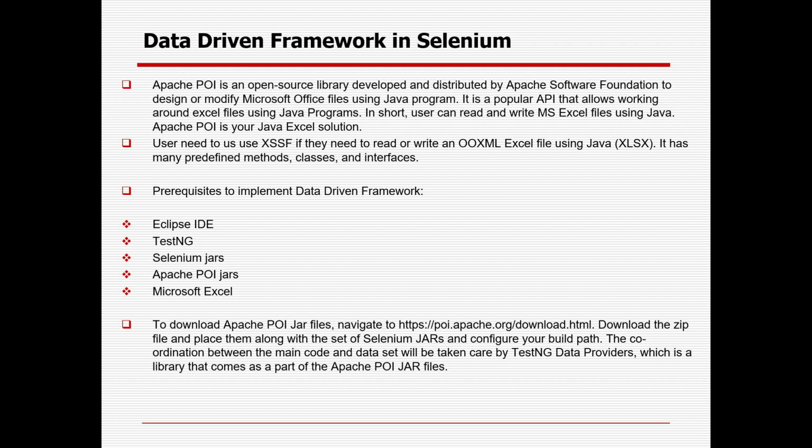So what are the prerequisites? You need to do all the setup. You would require Eclipse. You would require the TestNG framework to add to your project. You need to add the Selenium jar file. You need to add the Apache POI jar file, and you need to install Microsoft Excel. So this is the path. Yesterday, in the last session, I told you where you can download the latest Apache POI jar file. After that, you need to associate it.